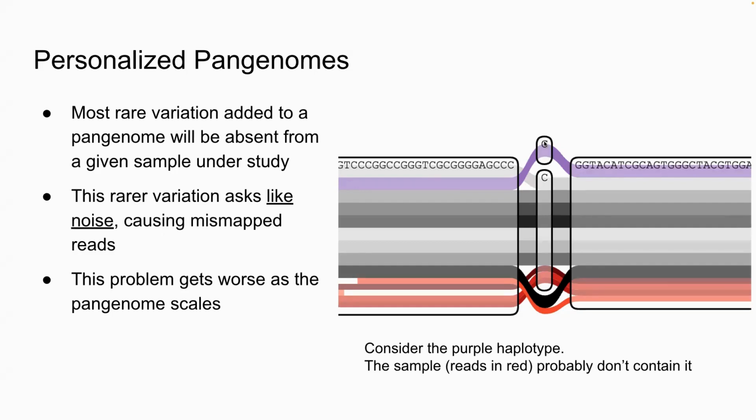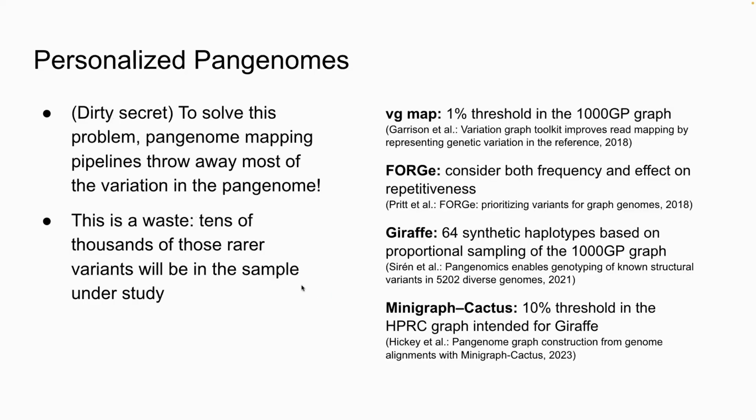Right? And if you imagine this across the whole genome, this problem actually becomes kind of significant, right? As we grow. So how do we get around this? Well, the dirty secret of the pipelines that we have created to date is that what we do essentially is take our big, beautiful pangenome with its extra millions of rare variants, and we just throw them away.